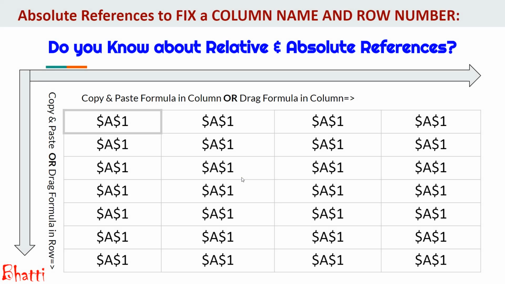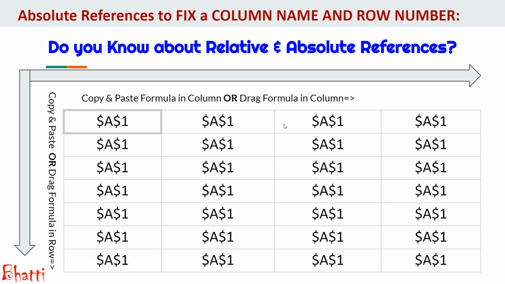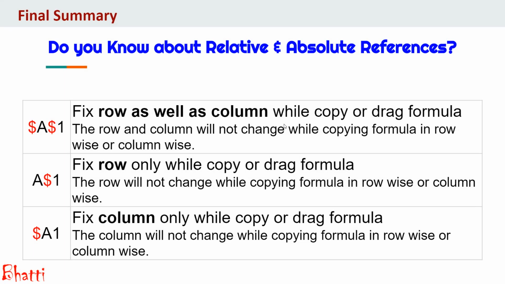Now in the third example, the row and column are both fixed. So A1 will become $A$1, which means the dollar sign before A means the column is fixed, and before 1 the row number is fixed. So wherever I copy the formula, either row wise or column wise, the formula will not change. If I keep the dollar sign before A and before 1, it will fix the row as well as the column.